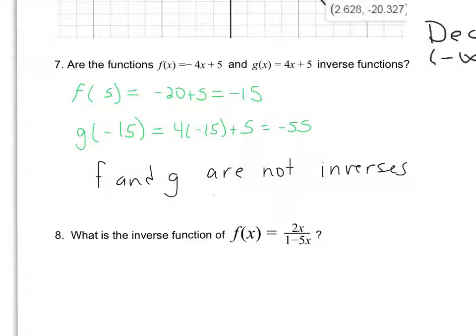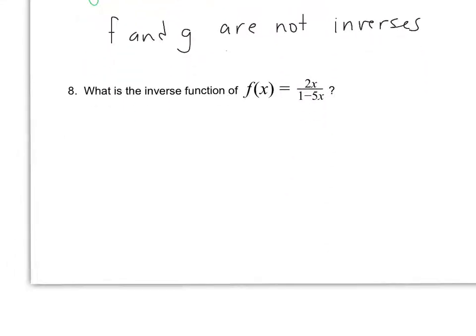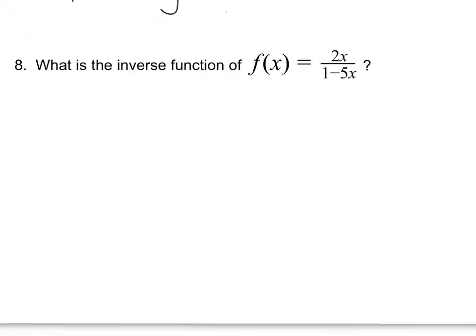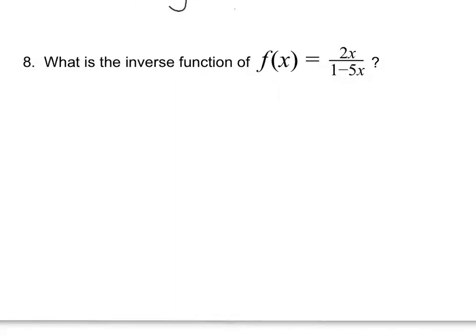All right, question 8 says, what is the inverse function of 2x over 1 minus 5x? Now to find the inverse of a function, this is where we will switch x and y and resolve for y. So there's no y here, so I'll replace the f of x with y. So this function could be written as y equals 2x over 1 minus 5x. So then to find the inverse, I'm just going to switch that. I'm going to make it x equal to 2y over 1 minus 5y.